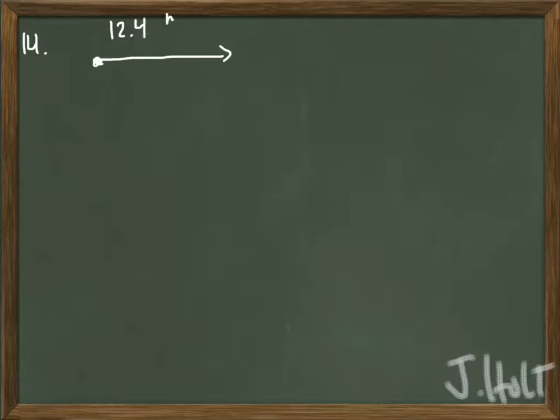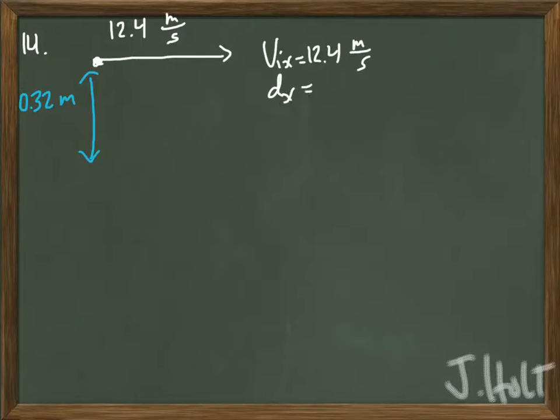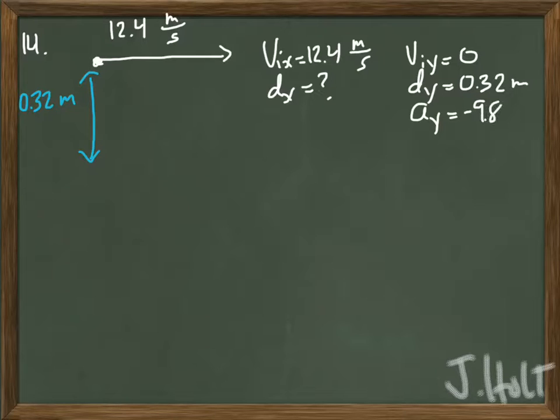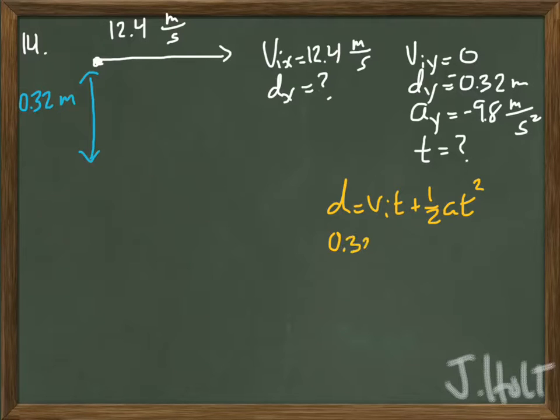Here we're throwing a dart horizontally. We are given the distance that the dart falls in the y direction. So let's plug in what we know. Okay, looks like we need to find time, so let's go ahead and use our kinematics equation here to find time using the y direction.